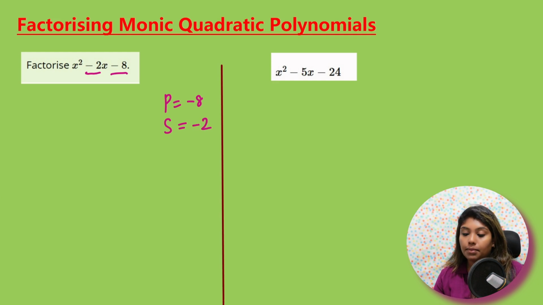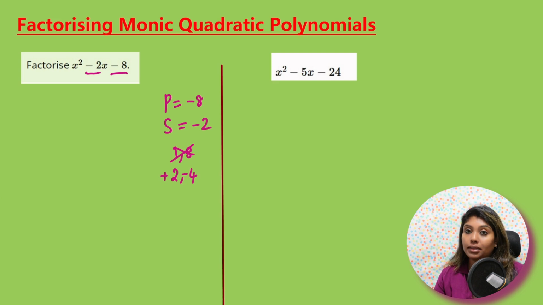Once you know your product and sum, you're supposed to find two numbers, which is a pair of numbers that gives you a product of minus 8 and a sum of minus 2. So probably for product 8, I can choose the pair as 1 and 8 or 2 and 4. Now 1 and 8 will never give me a sum of negative 2, so I can rule that out. Now 2 and 4 can give me negative 2. Yes. So I can put negative 4 and then plus 2. So minus 4 plus 2 will give me minus 2. Minus 4 times 2 will give me minus 8.